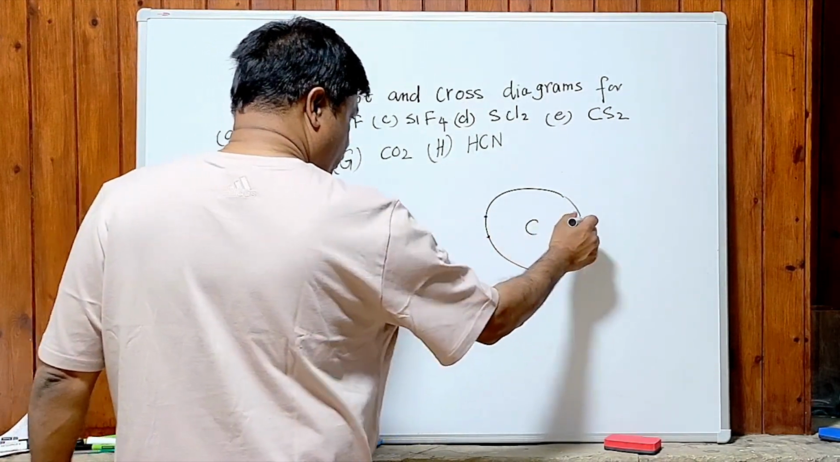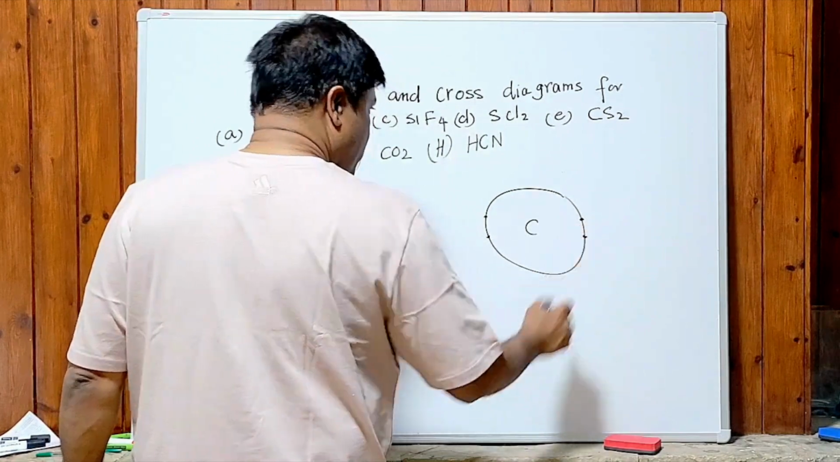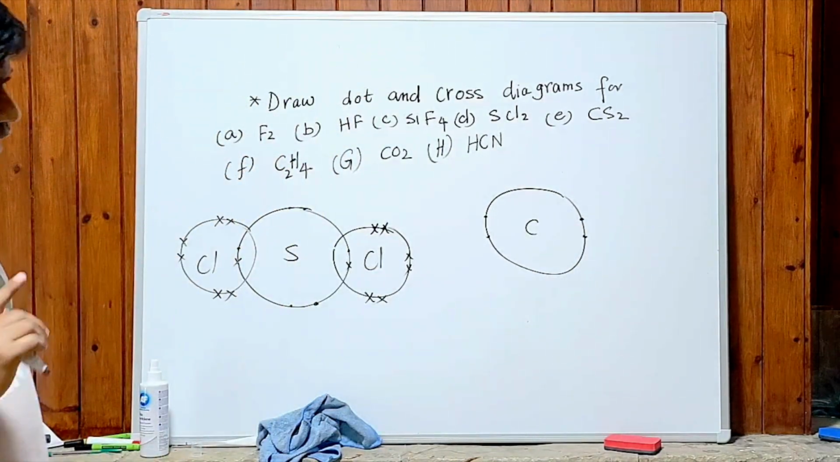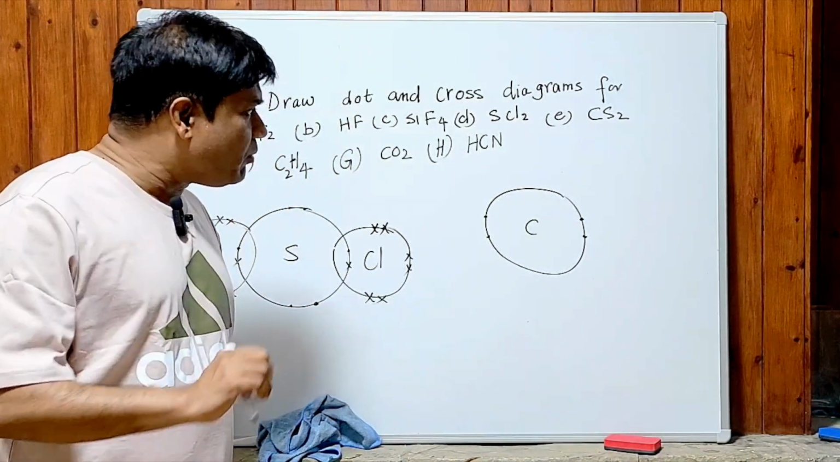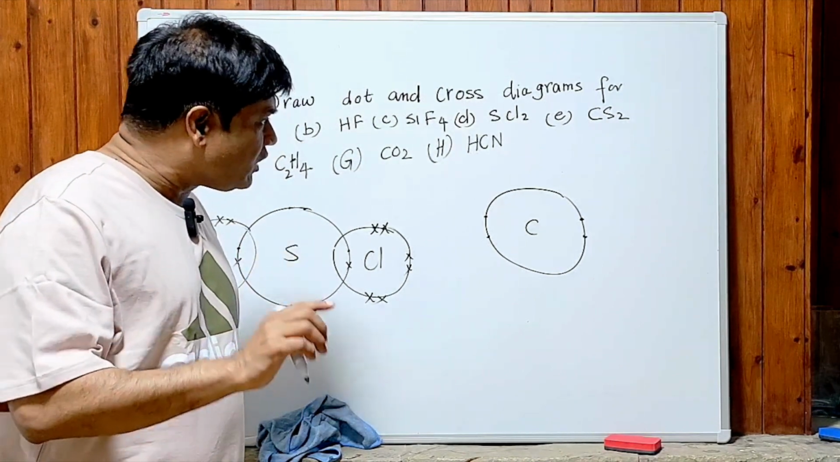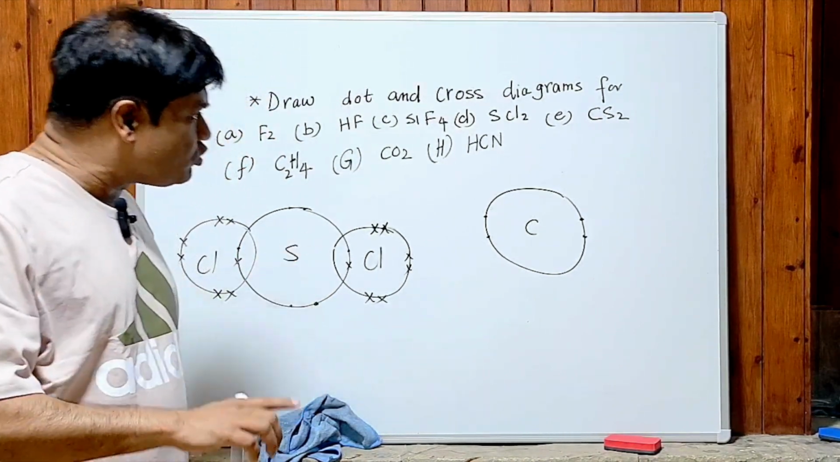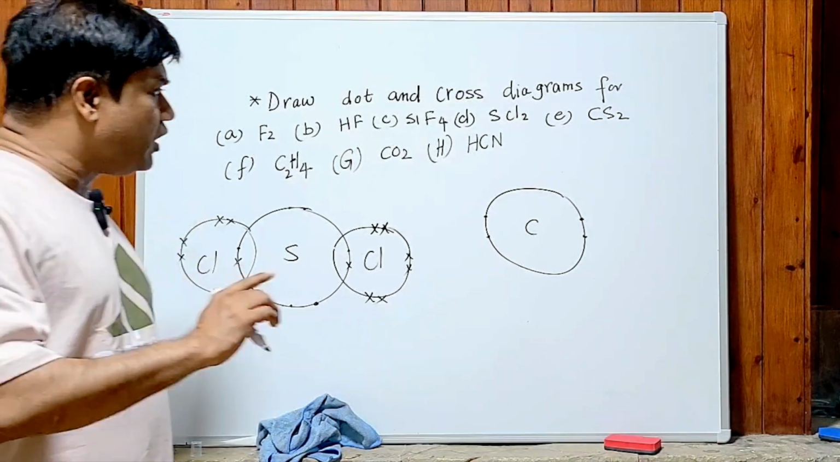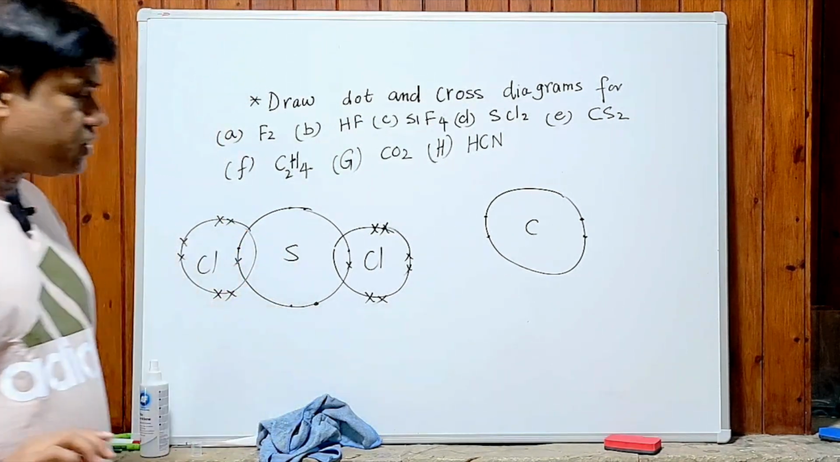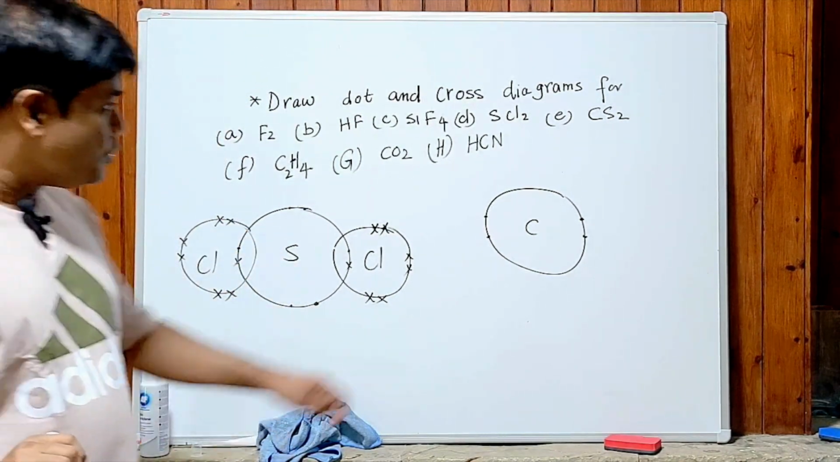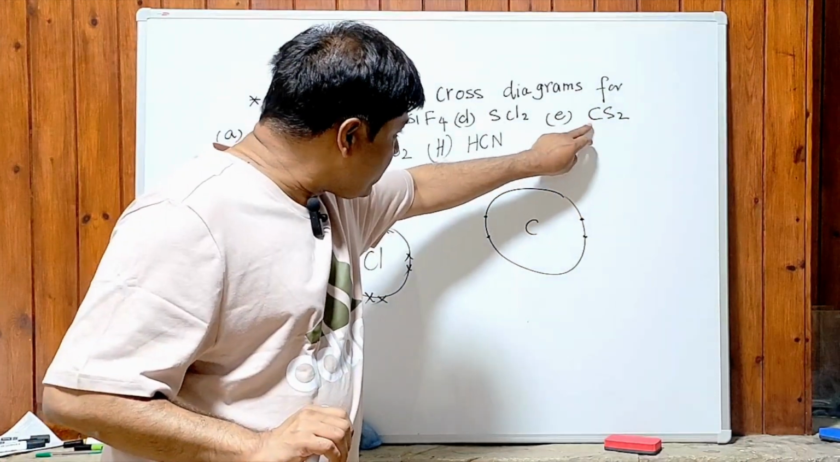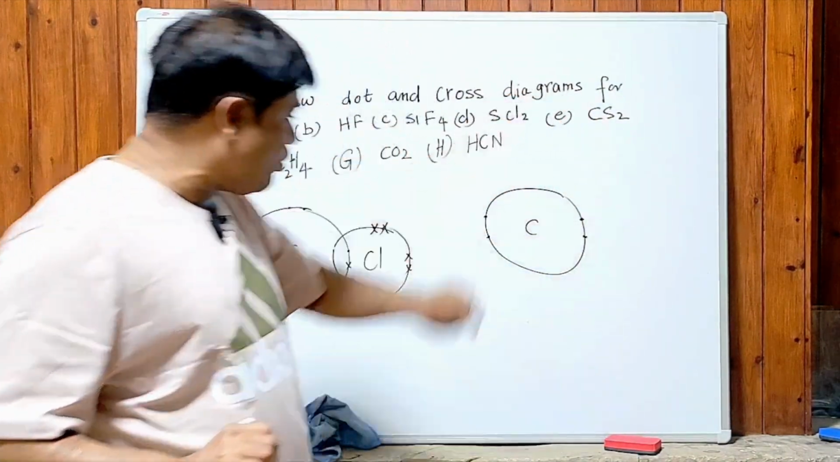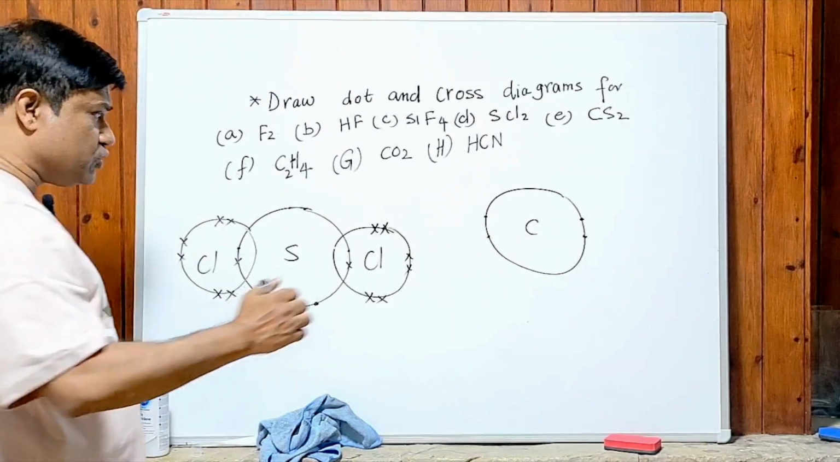1, 2, 3, 4. Sulfur needs how many, guys? How many electrons to get 8 electrons in the outermost shell, or to get a full outermost electronic configuration? Sulfur needs 2. So look at that. Sulfur and carbon always make a double bond because sulfur needs 2 electrons.